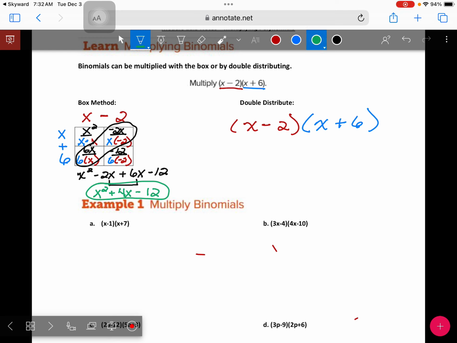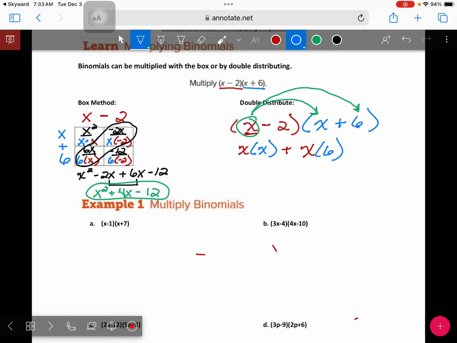You are going to take your first term and multiply it by the first term in the second polynomial, and also then multiply it by the second term in the second polynomial. Okay? So this would be like multiplying x times the first term, x, plus, back to my original x here, x times 6.